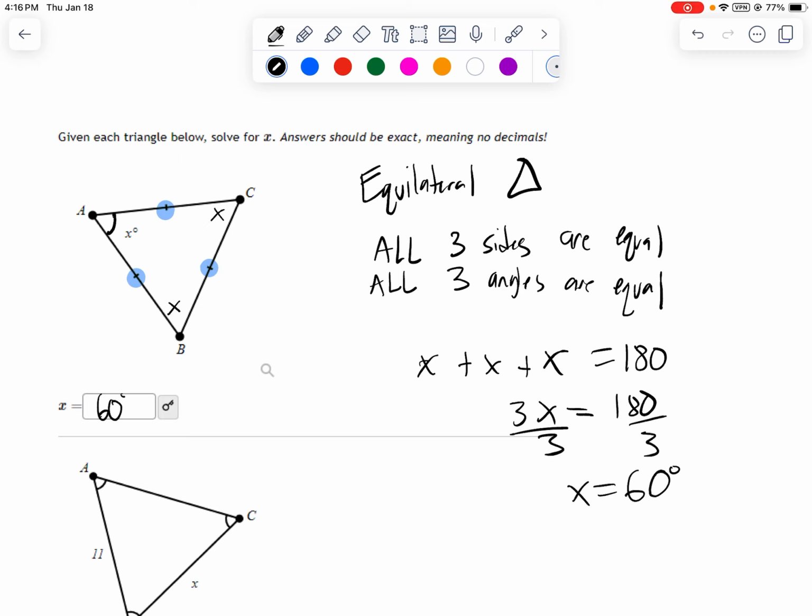Now, if you knew this was an equilateral triangle, fun fact, any equilateral triangle will always have an angle of 60 degrees, and every angle will be 60. That's just a property of equilateral triangles.